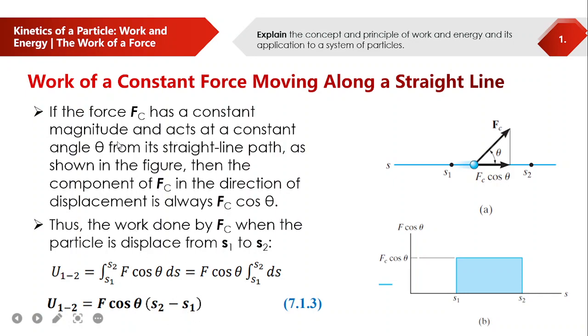So, nanggaling lang din dun sa 7.1.2 na formula natin. But, ang difference lang dito is, ayun nga, constant na yung force tsaka yung theta. And then, by plotting all of those makaka-form tayo ng rectangle na curve. So, simple na lang, F sub c cosine theta times yung width niya dito, which is the difference between the S sub 2 and S sub 1. Therefore, you can get your whole area of this curve. Therefore, you can have your work. Okay? So, that's how you solve for your work if your force is constant and moving along a straight line.